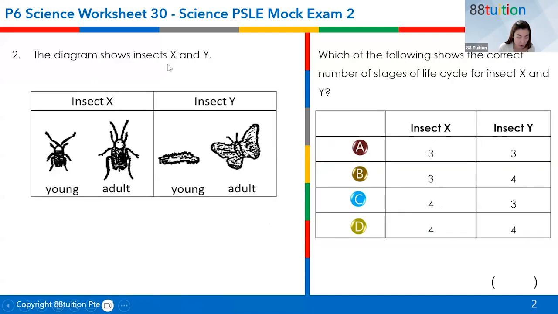Second question, diagram shows insects X and Y. Which of the following shows the correct number of stages? So what is insect X? Tell me, do you all know what is X? What is this particular cute little insect here? Yes, it's a cockroach. Very good. You all know. And then Y? If you cannot tell me what is Y, I'm going to faint right in front of you.